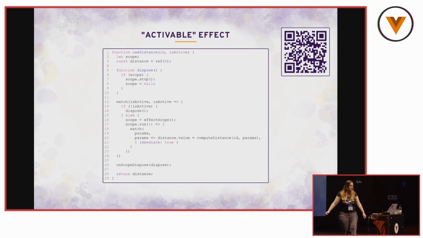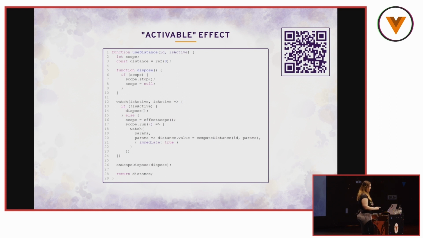Another really cool thing you can do with this kind of effect scope is what I call an activable effect. Let's say you have something which is taking a lot of time to compute, like calculating a distance, or which needs a lot of watchers on your window. But you don't need the value updating every time. Like, you need it only when the element is selected, you care about the value, but all the other times you really don't care. So you don't want all these watchers and all this computation to run every time.